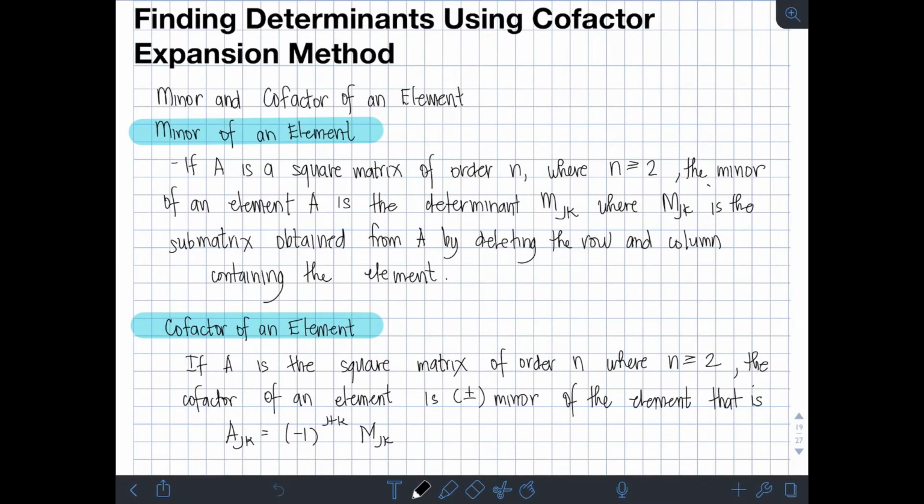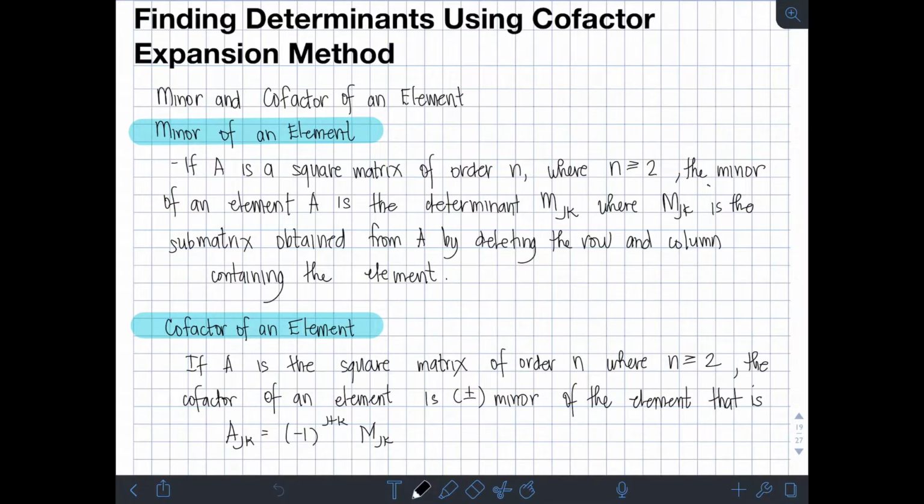Okay, so this time ay tuturo ko naman sa inyo ang finding determinants using cofactor expansion method. So, meron na akong previous video about finding determinants kung saan nag-consider tayo ng determinants ng 3x3 matrix kung saan ginamit natin is yung basket method. So, ngayon is mas i-generalize natin yung paghanap ng determinants using cofactor expansion method. So, pwede natin itong gamitin kahit anong size ng square matrix natin. 3x3, 4x4, 5x5, and so on.